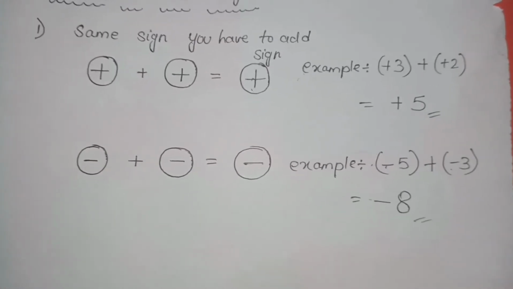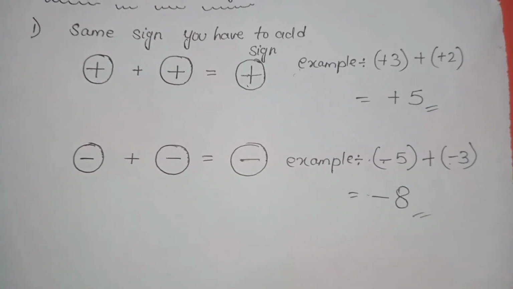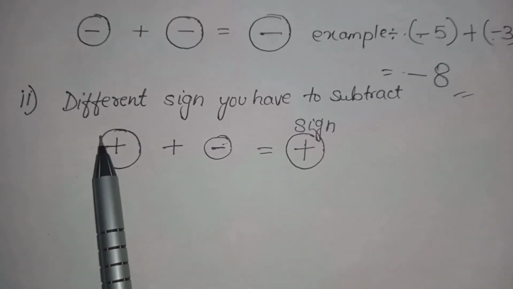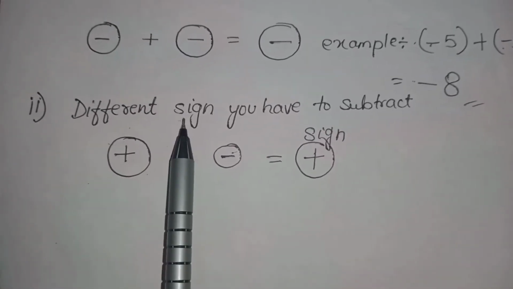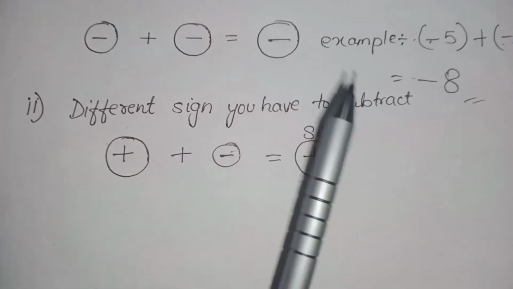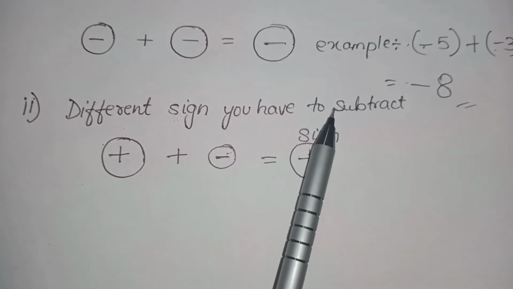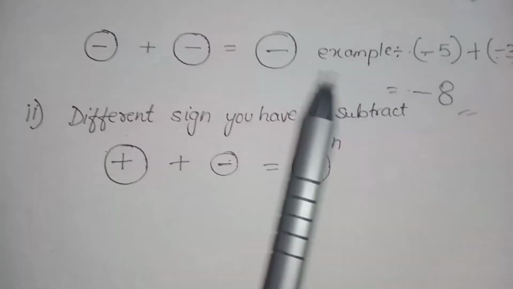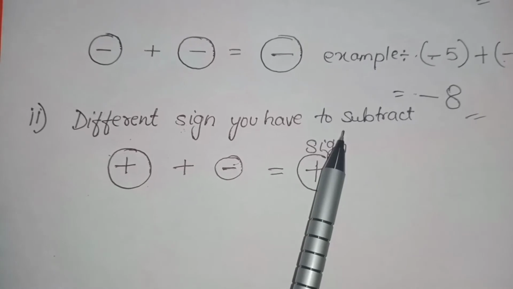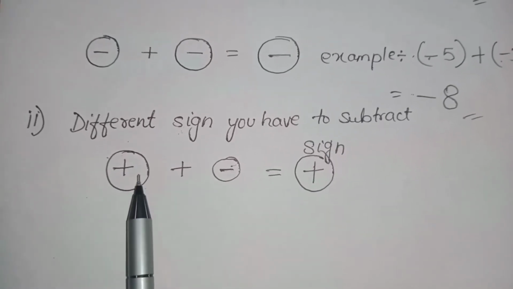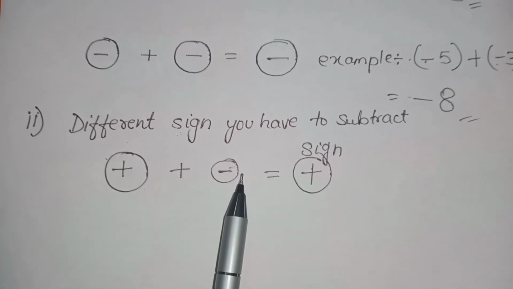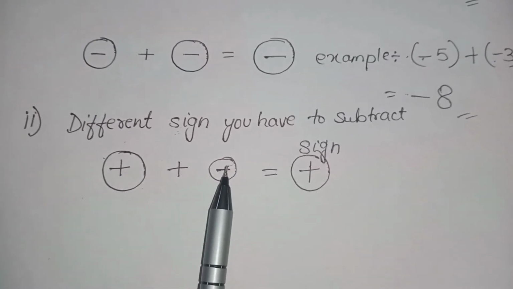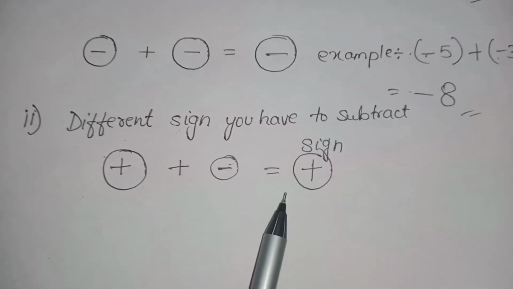Okay. Now let's see when different sign is there. So what you have to do? Okay. Now in second case, okay, different sign. When different sign will be there, what you have to do? You have to subtract. Okay. But this one is little bit different. Different sign, I said you have to subtract. Okay, you will always subtract. Okay, when you will see two integers with different sign. Okay, when one is positive and the other one is negative, so what you have to do? You have to subtract. But which sign you will put?